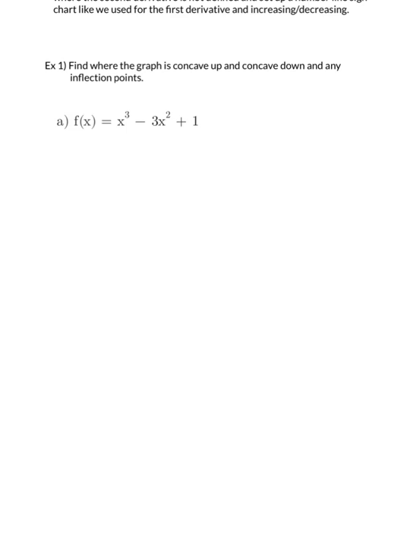Now remember, to find concavity, we are going to the second derivative. So we're going to go straight to the second derivative here. The first derivative is 3x squared minus 6x. The second derivative is 6x minus 6.